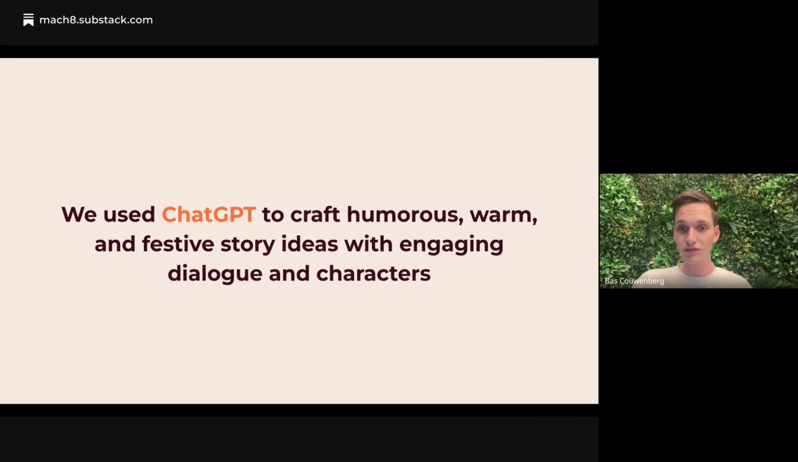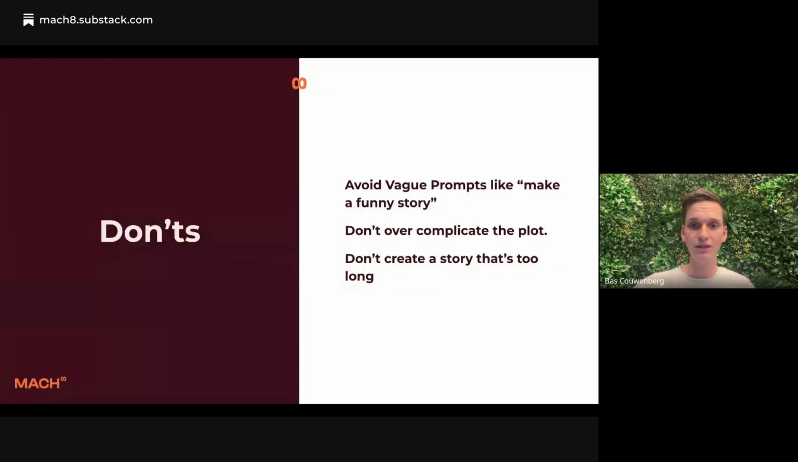We are first going to use ChatGPT to create humorous, warm, and festive story ideas to get us up and running, and to create a dialogue with different characters. What's important for the step of creating a concept is to avoid vague prompts like "make a funny story," and don't try to overcomplicate the plot. Don't create a story that's too long.